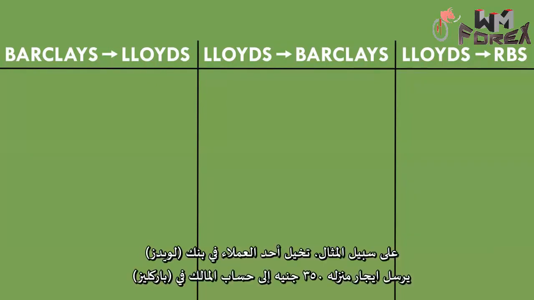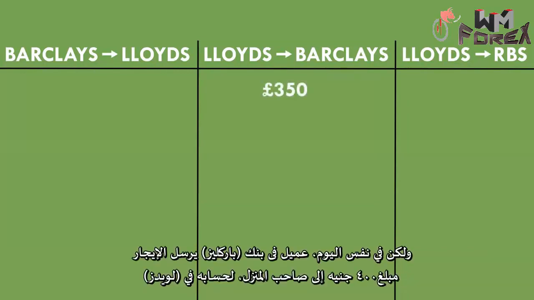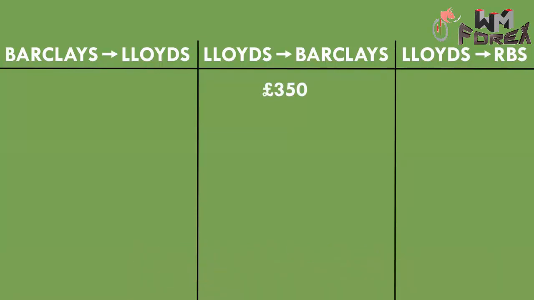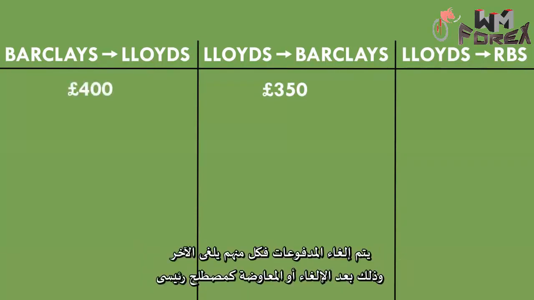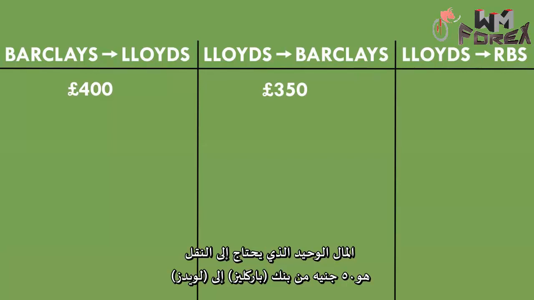For example, imagine a customer at Lloyds sends his rent, £350, to his landlord's account at Barclays. But on the same day, a customer at Barclays sends his own rent, £400, to his landlord, who happens to be at Lloyds. The two payments almost cancel each other out, so after cancelling out, or netting in the official jargon, the only money that really needs to be moved is £50 from Barclays to Lloyds.